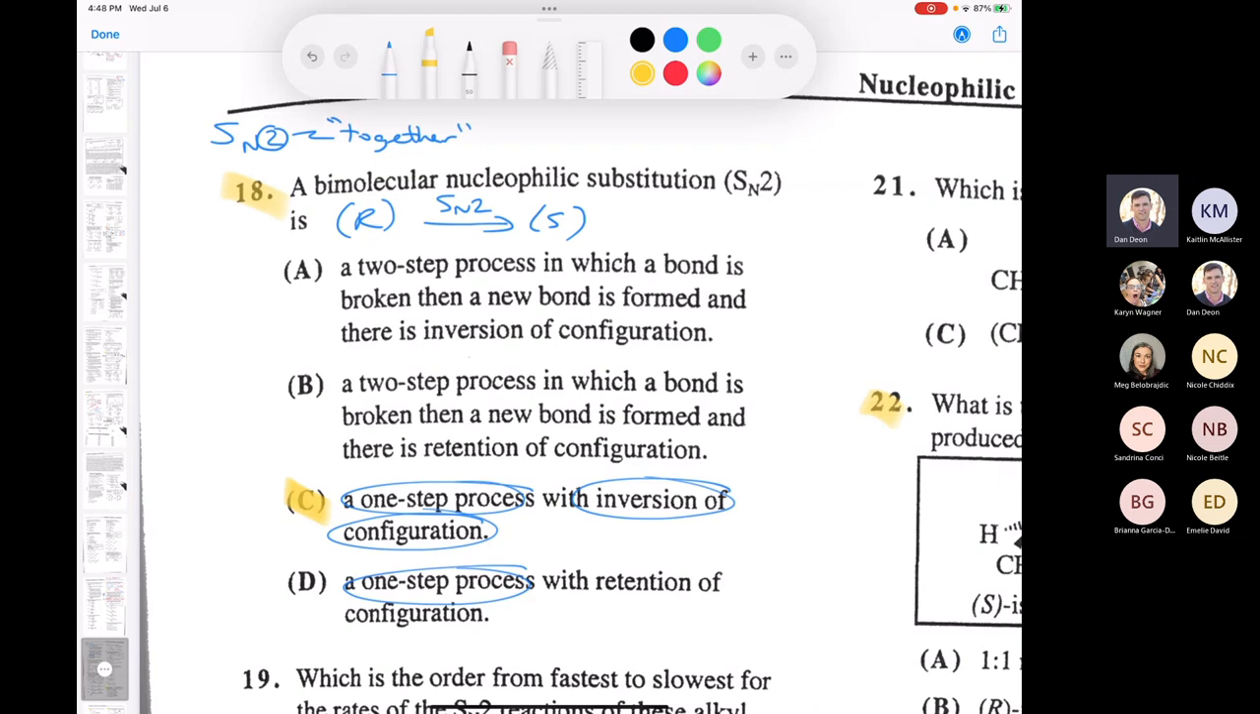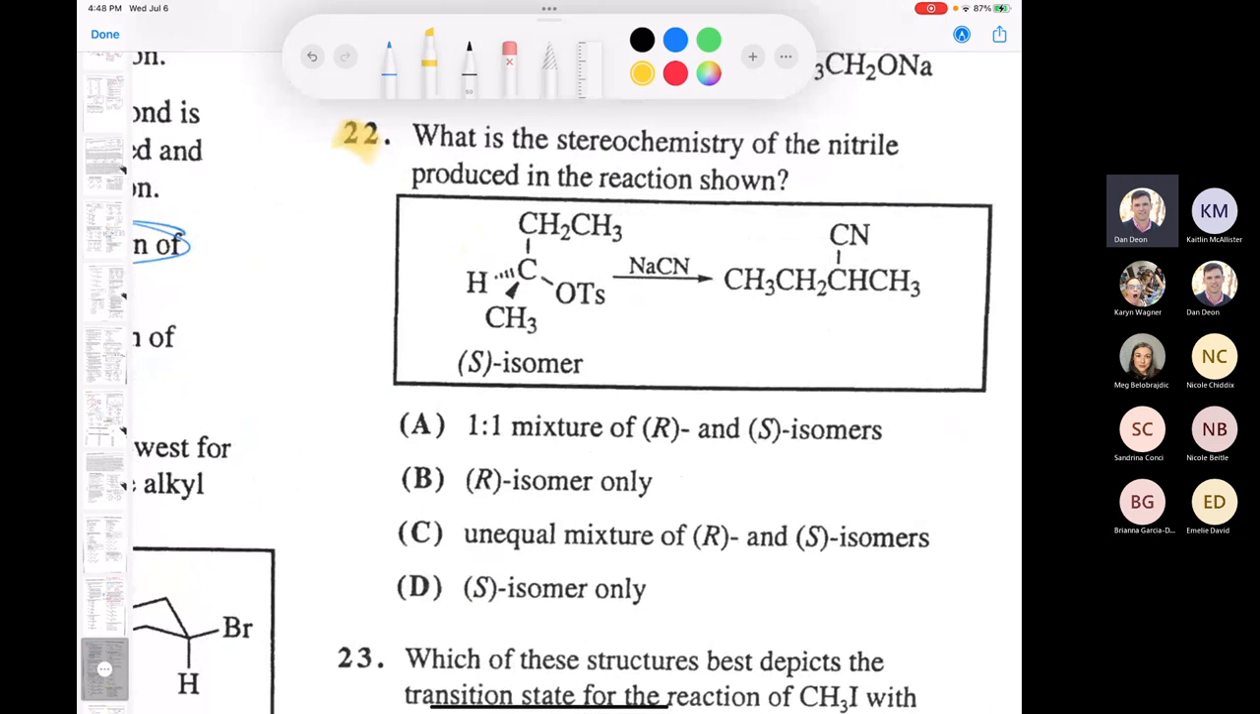And with that in mind, let's take a look at this reaction right here. It says, what's the stereochemistry of the nitrile produced in the reaction shown? So this compound is the S isomer. We could double check that. This is our highest priority. This is 2. This is 3. So we're going from 1 to 2 to 3. We're going counterclockwise. The hydrogen's in back. Yes, that's correct. So we have the S isomer.